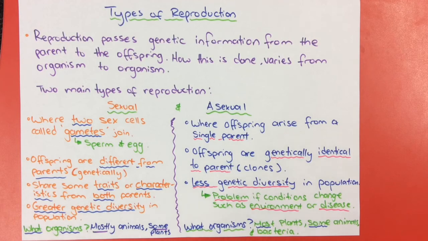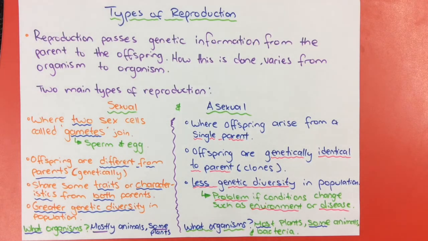So the problem with that is if conditions change where that organism is, such as environmental conditions, or if a disease was to enter into that population, then that whole population potentially could be wiped out. Okay? That's a problem with asexual reproduction. What organisms reproduce asexually? Most plants, well, some plants, some animals have the skill to be able to do that somehow, and bacteria also reproduce asexually.